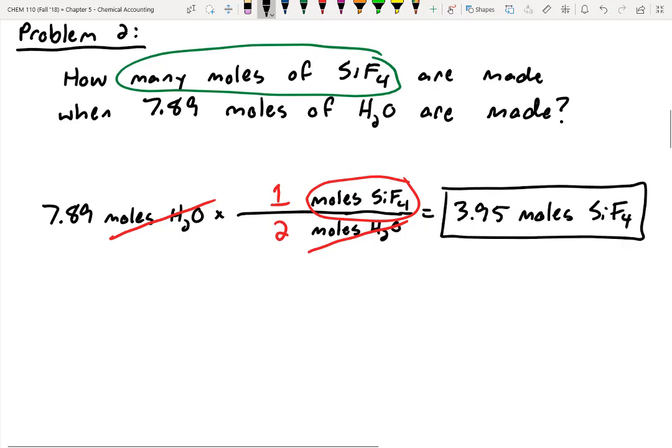So without balancing your equation first, you really can't do problems like this effectively, right? We have to make sure that our equation is completely balanced, or else our ratios will be completely off. All right, let's do another one. This one's going to be a little bit trickier.